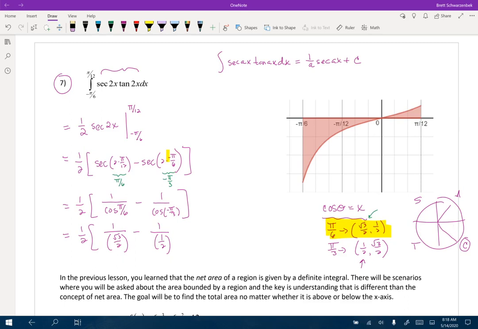It just so happens that this is positive because it's in quadrant 4, the negative pi over 3. So all we have to do here is do the math. And what does that look like? Well, let's keep the 1/2 for now. When you do 1 divided by something, you just invert it. So you get 2 over root 3. Over here, you're just going to get 2 when you invert it. And if you distribute the half, you're going to get 1 over root 3 minus 1.